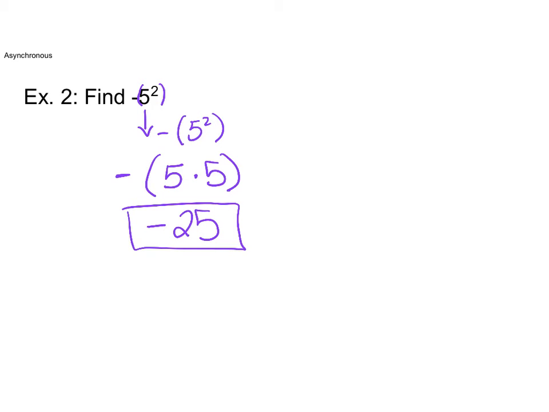So between the two, this one was negative 5 squared. The other one was negative 4 squared, so I'm squaring everything that's in the parentheses. Here, I'm only squaring the 5. So compare: this would be 25, that would be negative 25, and this would be a positive 16 again.